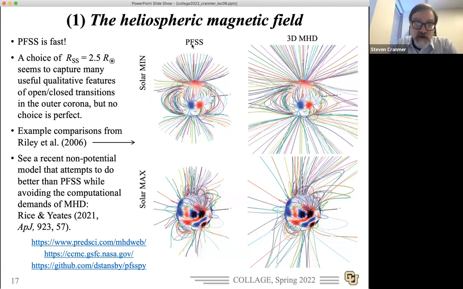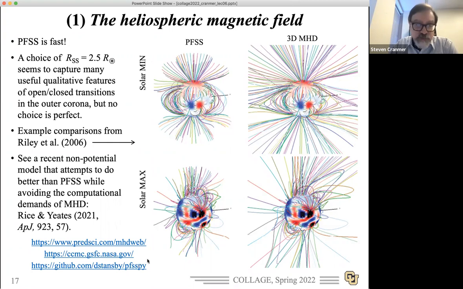This is just a comparison between a potential field source surface model and a 3D MHD calculation from Pete Riley with a solar minimum example and a solar maximum example. It's not perfect. It doesn't exactly look like the sun. It doesn't have these more cuspy pointed helmet streamers because of the finite nature of this source surface. But the overall openness and closedness is pretty similar.